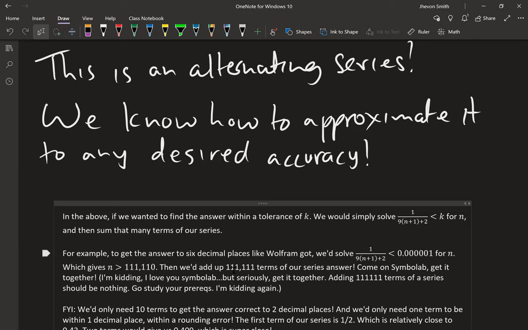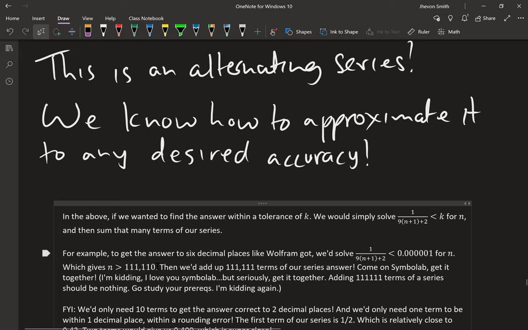Now, on one hand, yeah, if you're a human being, that is a major challenge. On the other hand, I could have done this and then asked Symbolab to do that, because that's something a computer knows how to do. Adding up 100,000 terms for a computer is nothing. Decades ago, we had computers that could do this in a relatively short amount of time, right?